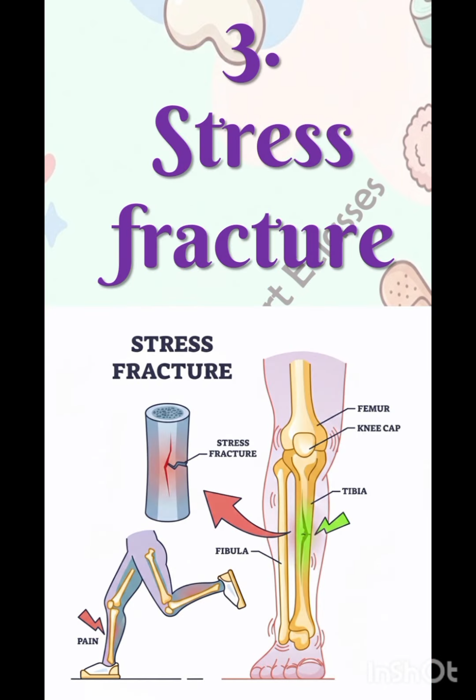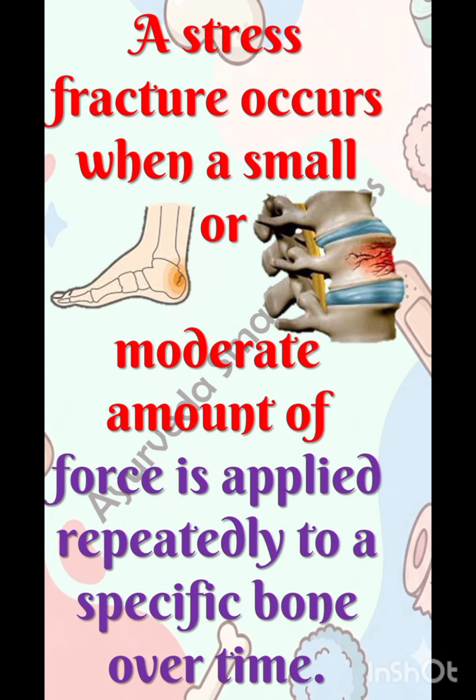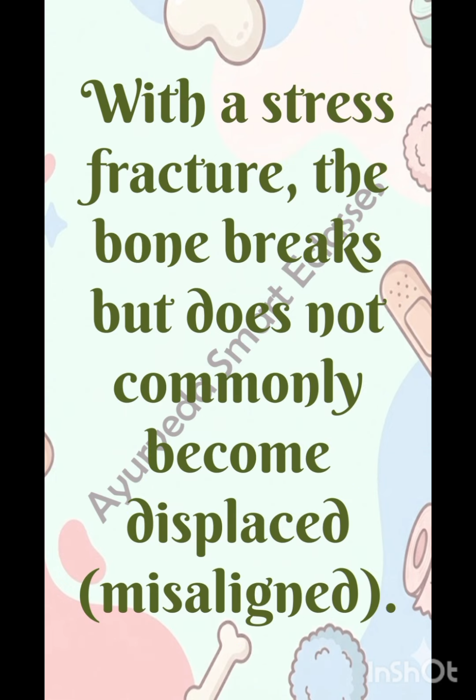Stress fracture. What is a stress fracture? A stress fracture occurs when a small or moderate amount of force is applied repeatedly to a specific bone over time. So here a small or moderate force is applied for a long time on the same bone. With a stress fracture, the bone breaks but does not commonly become displaced or misaligned. But with the stress, the bone breaks and results in the stress fracture.